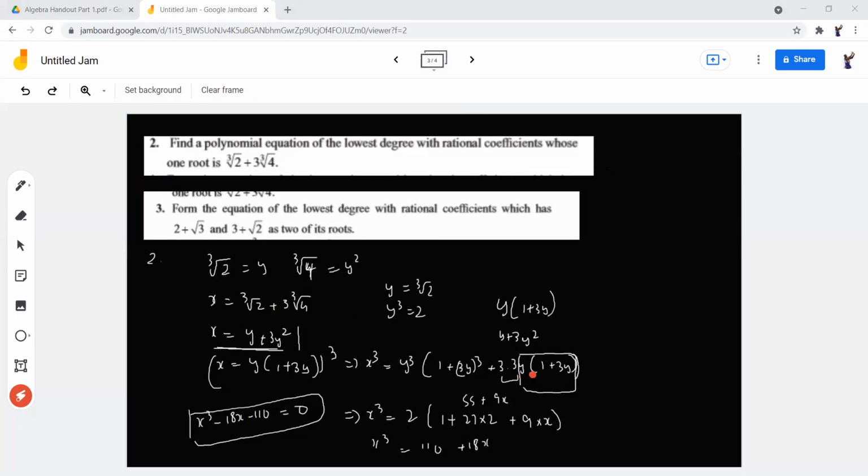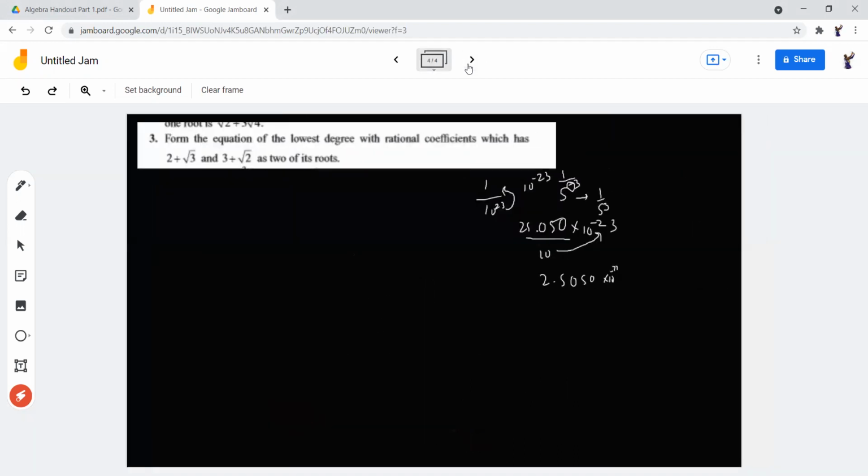So now I'm just simplifying it. Keep y into 1 plus 3y and simplify it. You get x cube equals 2 plus this term. If you simplify it, you get this equation. So that's it, guys. Please try the third question now. Please solve the third question, guys.